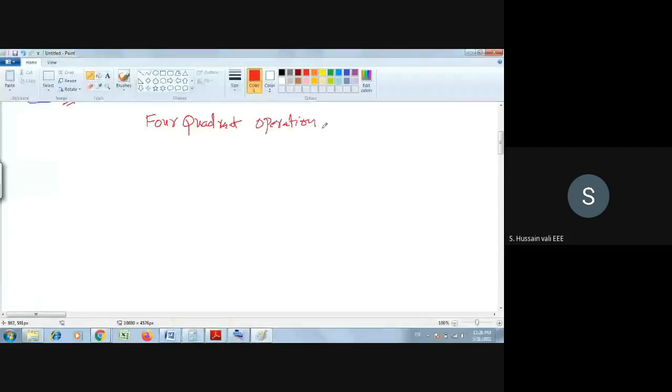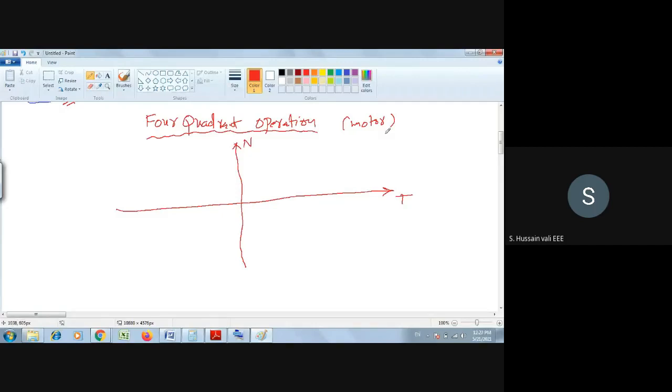So let me take a graph. This is speed whereas this is torque. You take speed on the y-axis and torque on the x-axis. This is for the motor. So what does it mean when there is an electric motor? Okay. See, four possibilities are there. Four quadrants means four possibilities. You can see for yourself, there are four quadrants.